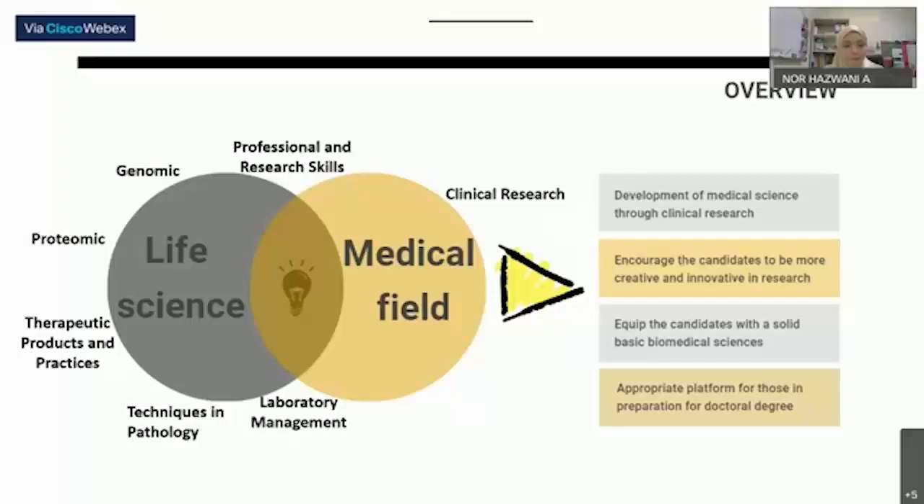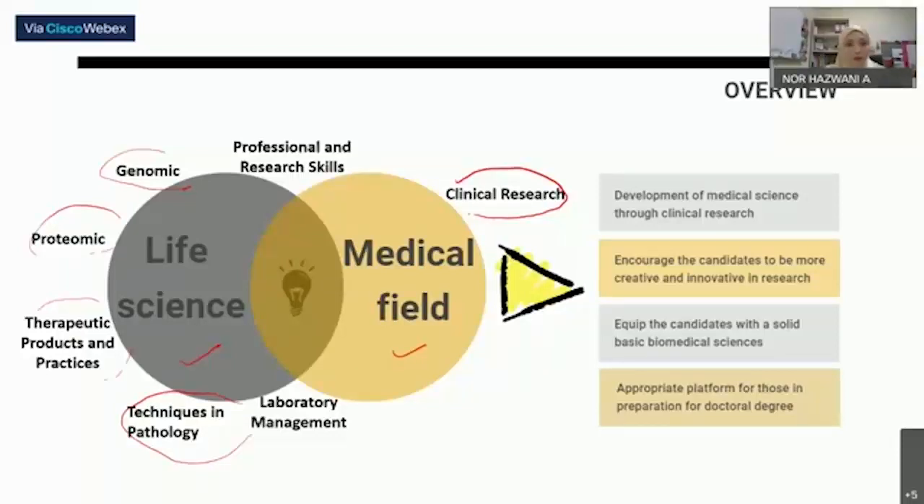This program is considered unique because it integrates life science and the medical field. The life science part is covered under the genomic module, and then proteomic, therapeutic products and practices, and techniques and technology. While the medical field is covered under clinical research, whereby the candidates are exposed to basic clinical research, techniques and practices in medical, dental, and surgical.